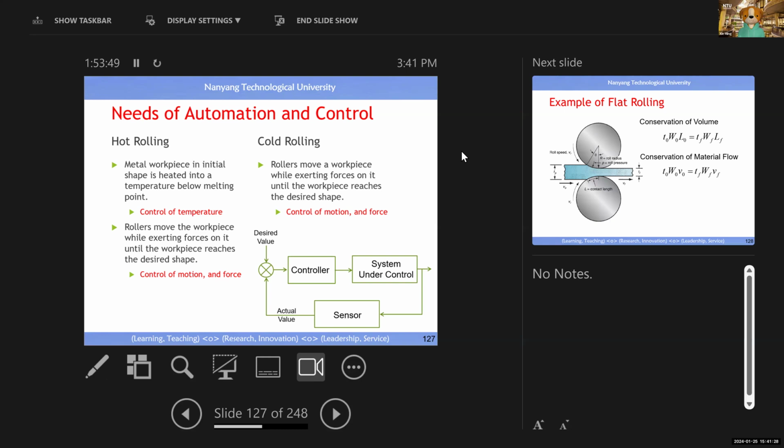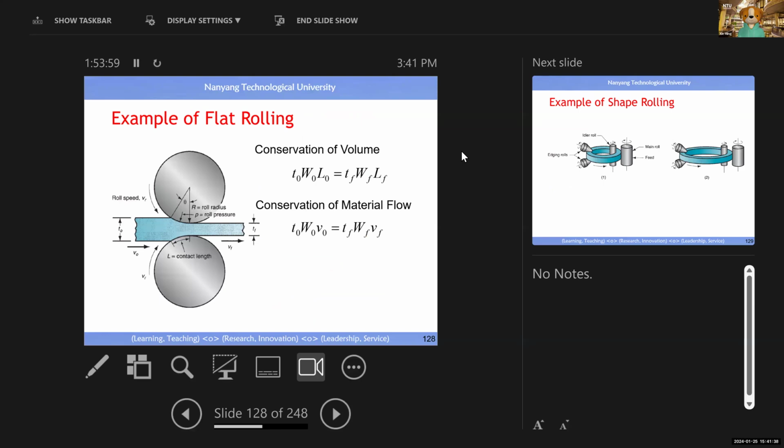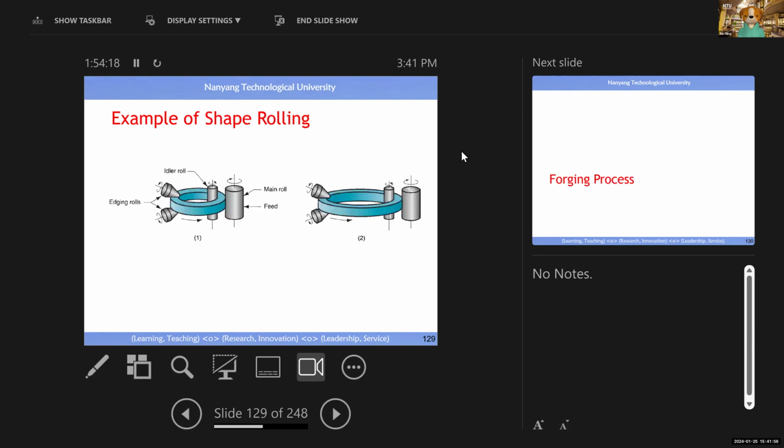Then you see for hot rolling, control of temperature, motion, force. For this one, there's no need to have temperature control, just motion and force. Okay, very simple, right? And there is some mathematics. Basically, it's showing you the conservation of material flow. Then, based on this information, if you know some related parameters, you can determine the rest, right? So this is the simple mathematics involved in this rolling process, right?